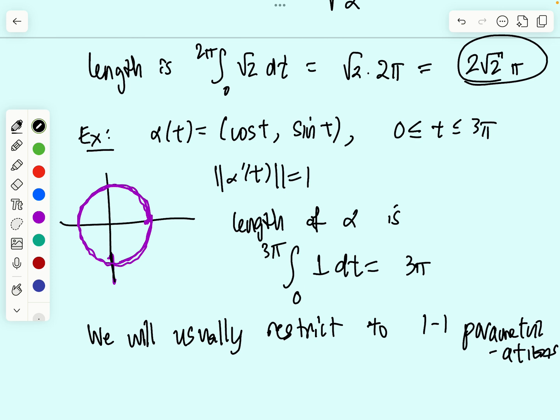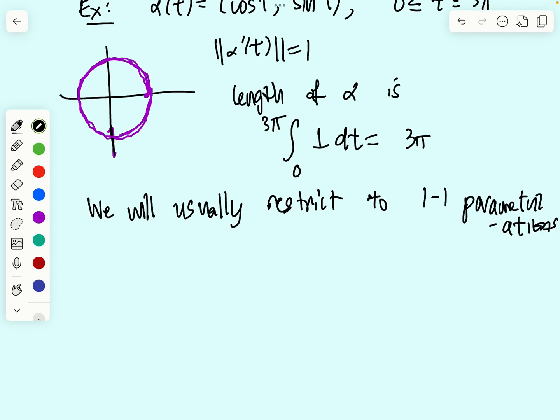Meaning that we don't have different values of t with the same alpha of t. In the case of a curve, or in the case of a surface, the point is that you don't have two different elements in the domain of alpha that get mapped to the same value by alpha. Okay, so that's the length, and then you can also find things like surface area.